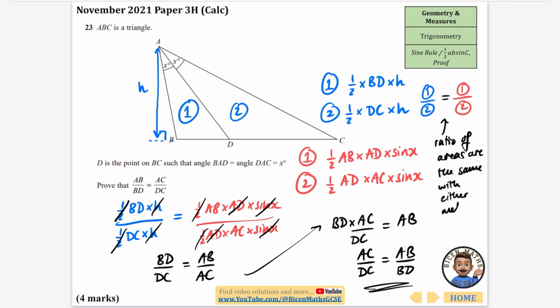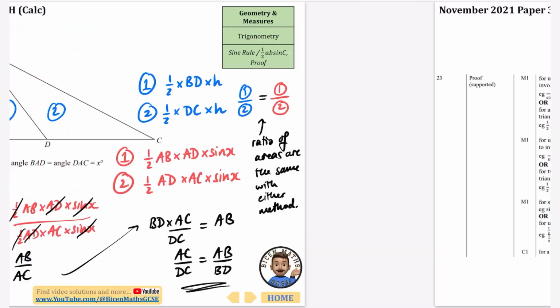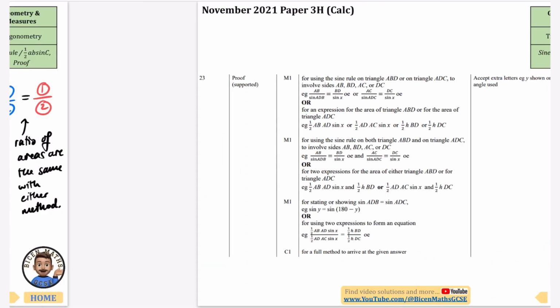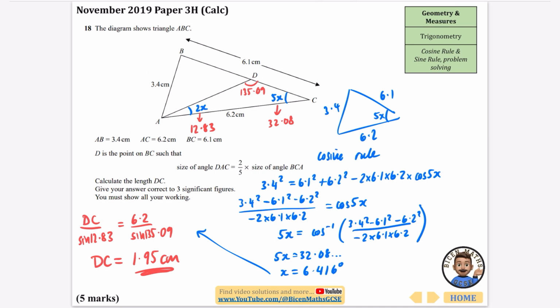Okay, this was a mega long video. What I'm going to do in the next video is just a couple of questions about graphs of trig functions. But hopefully you'll notice sine rule and cosine rule, very popular topic, always near the end of the exam paper and always a lot of marks.